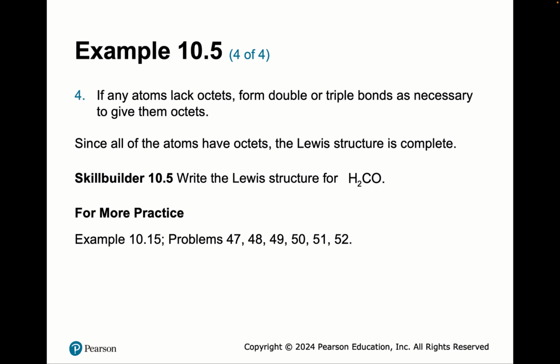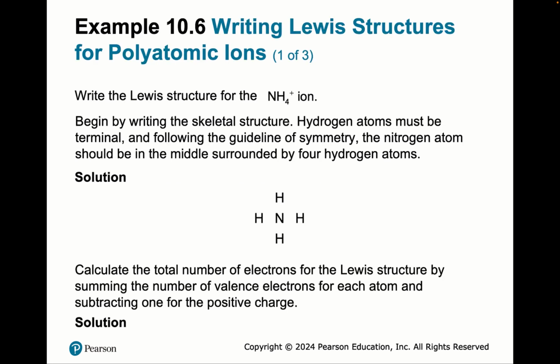You can have expanded octets, for instance, in compounds that are in the 3rd period and below in the periodic table. And sometimes there's an odd number of electrons. Sometimes things don't bond to an octet, like boron or aluminum. But that general rule holds pretty well.